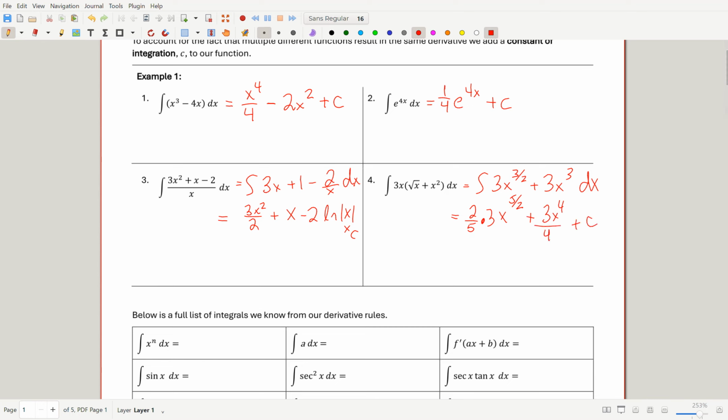Plus c, because it's an integral. And it's not equal if that plus c isn't there. So final answer, not much changes. 6/5, why not? The square root of x to the 5th plus 3/4 x to the 4th.